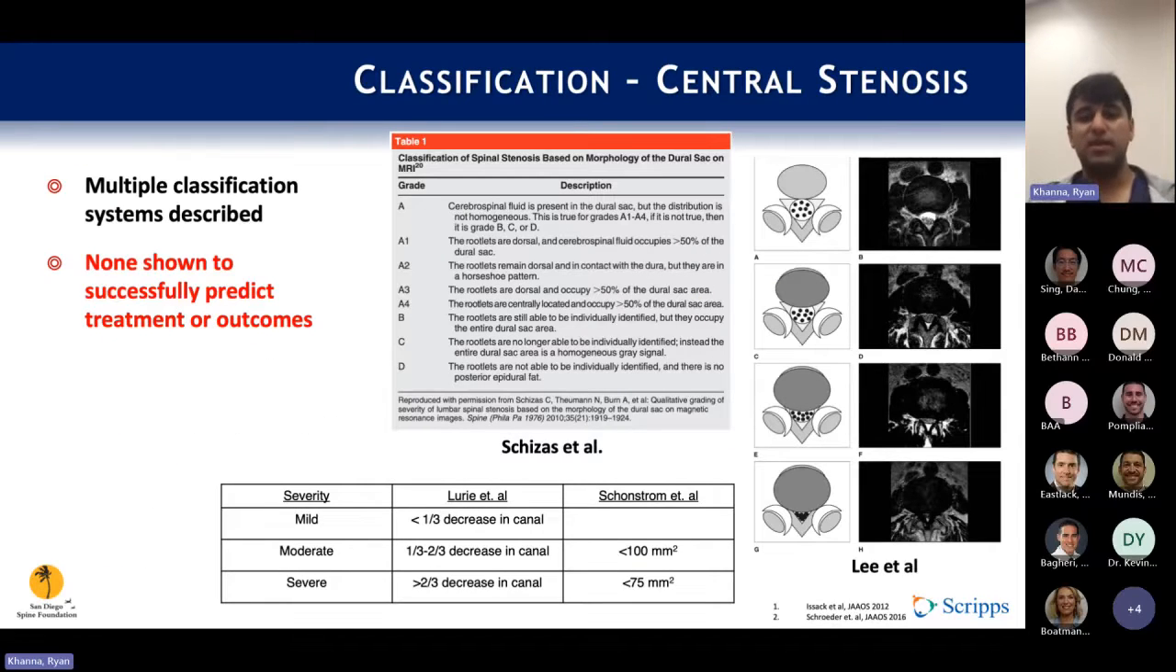There are multiple classification tables that look at imaging, on MRI, to grade how severe the spinal stenosis is. But the most important thing that I want you guys to take away is that none of them have been shown to predict treatment or outcomes. They briefly have to do with how much compression there is and the decreased percentage of the canal. The Lurie classification is probably easiest to use, and it basically uses whether there is a 1/3 decrease in canal, 2/3 decrease in canal, or a greater than 66% decrease in canal.